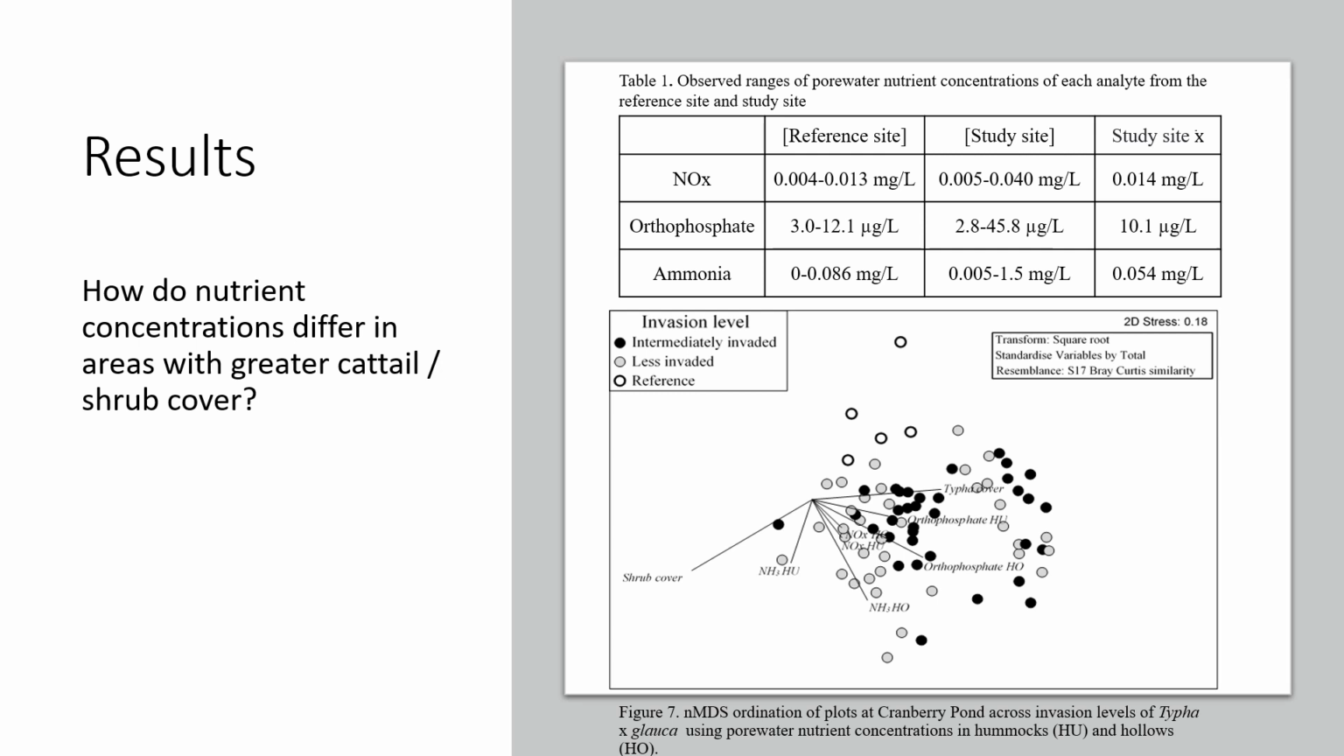My third question was, how do nutrient concentrations differ in areas with greater cattail or shrub cover? Plots associated with greater cattail cover also generally had higher nutrient concentrations, as seen in Figure 7. However, nutrient concentrations were found to be within reference levels, as seen in the table above. Nutrients were also generally lower in areas with greater shrub cover. There may be many reasons behind this to explore.